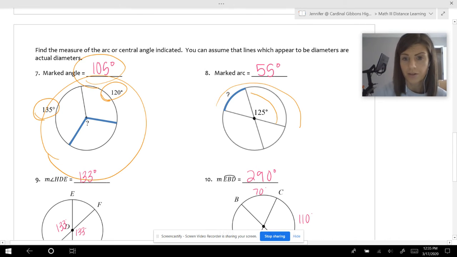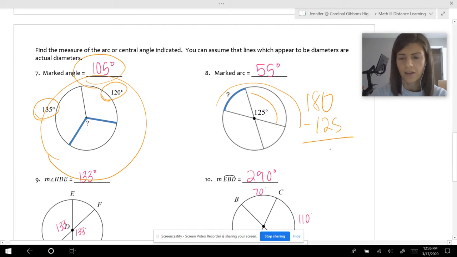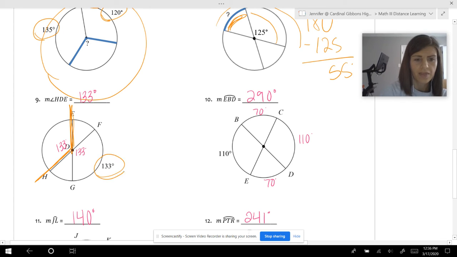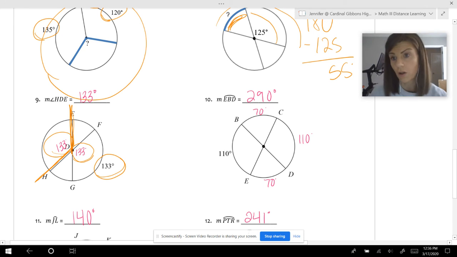And number 8, half of the circle adds to 180. So if we have 125 degrees, then 180 minus 125 gives us 55 degrees right here. Number 9, so this one is using the vertical angles property. So we were looking for angle HDE, which is right here. So if we know that this arc is 133, then we know that its angle is 133, its central angle. That means the vertical angle, the one that we're looking for, is also 133.